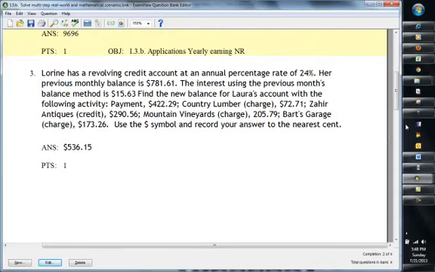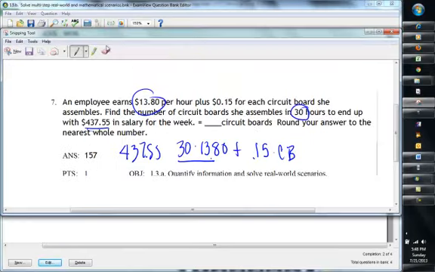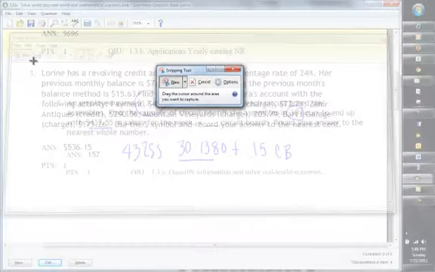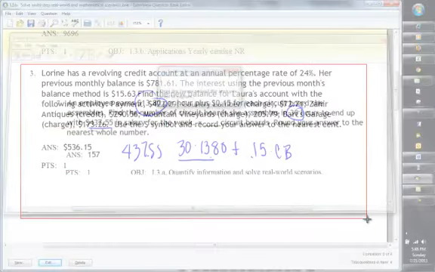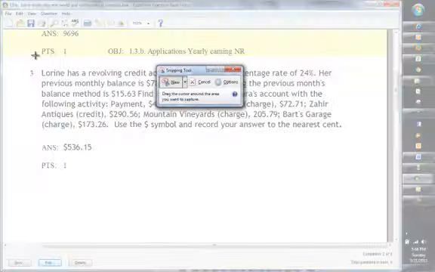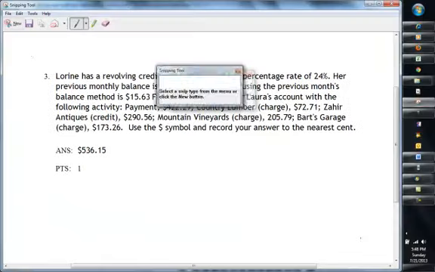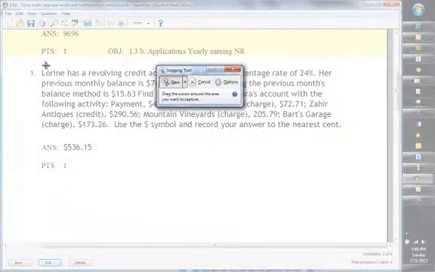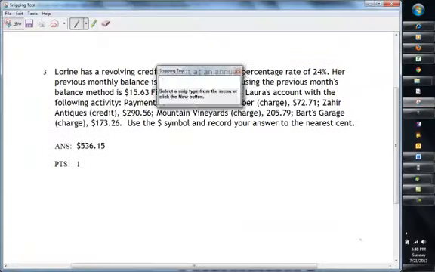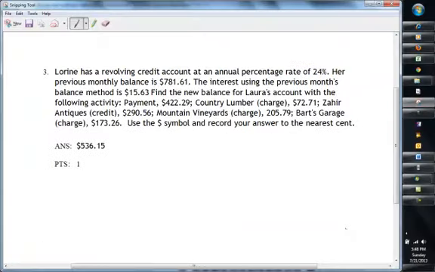Lorene has a revolving credit account with an annual percentage rate of 24%. We're going to need to do that one over again. There we go. 24%. Her previous month's balance is $781.61. The interest using the previous month's balance is $15.63. Find the new balance for Lorene's account with the following activities.